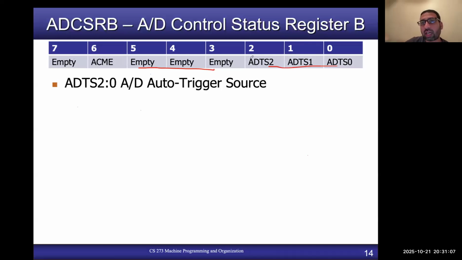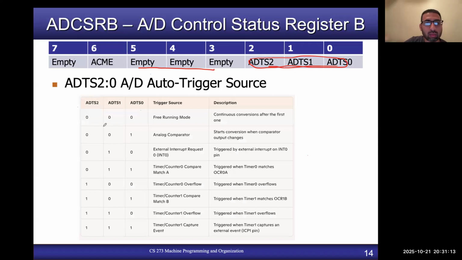So we can specify that source by setting the values of these three bits. Here is the table: when you set all three bits equal to 0, it says free running mode, which basically means that continuous conversion will happen after the first one. Once the first analog signal is converted into a 10-bit digital value, the microcontroller will go ahead and read the input again and convert it, irrespective of whether the input has changed in its value or not.